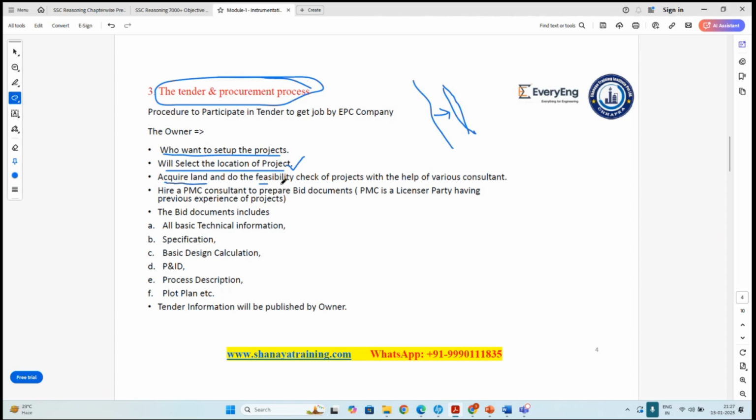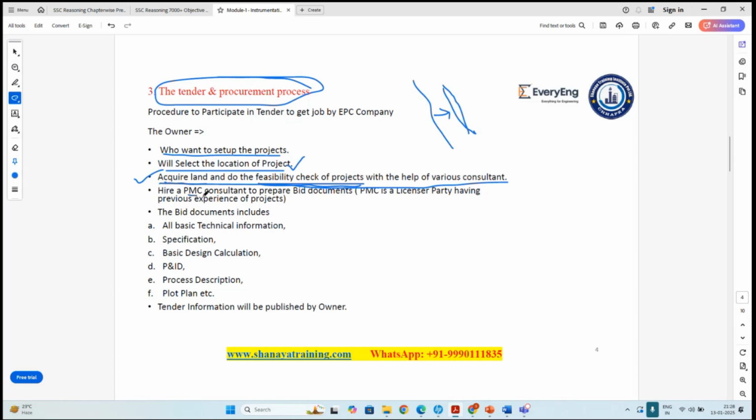And he will do the feasibility check of that area or land which he has decided to take. What kind of feasibility check will he do? We can say a geological survey, like how much rainfall is there, how much seismic zone is there, how much air pressure is there, how much maximum temperature, how much minimum temperature. All those things are required to be known by the owner to decide whether his project will be successful over here or not.